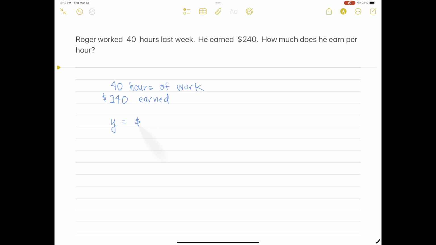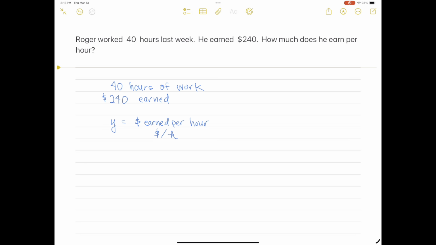And if you will recall earlier when I was talking about different ways to indicate division, one of the signs was the slash. The slash can be used in place of the word per. So dollars earned per hour can be written as dollars per hour, or dollars slash hour, or dollars divided by hour. In this problem, the question is, how much does Roger earn per hour?